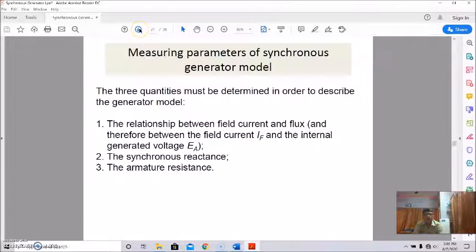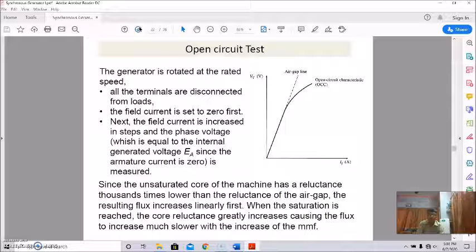Okay, so basically three quantities must be determined in order to describe the generator model. So this is the relationship between field current and the flux, and therefore between the field current and the internal generated EMF or excitation EMF, EA, and the synchronous reactance and the armature resistance. So these can be determined by the first set, the open circuit test. As I told you, this is the terminal voltage versus the field current plot. So this is the OCC characteristics.